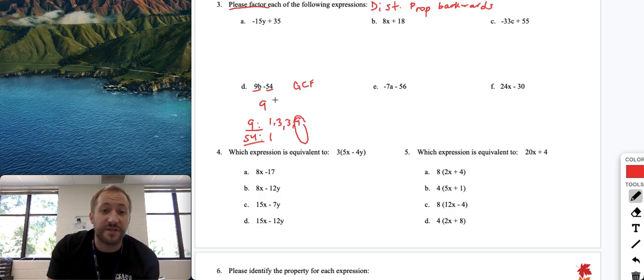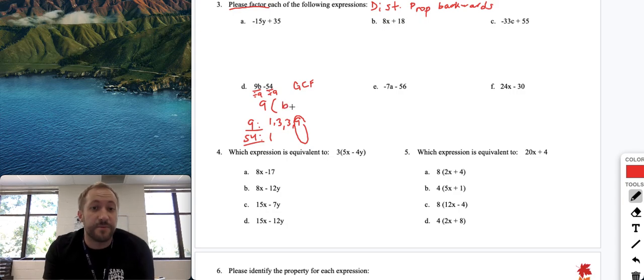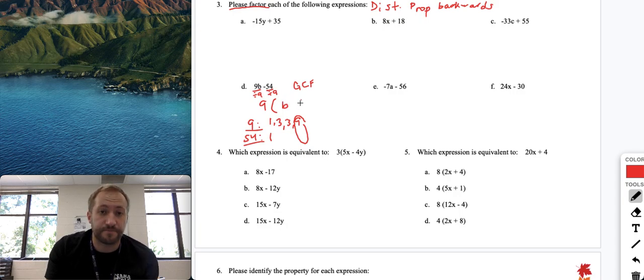I'm going to pull that out, and that's going to go in front of my parentheses. Now, I'm going to divide both of these terms by 9. So 9b divided by 9. Remember, I just divide the numbers. 9 divided by 9, and that just gives me 1. So 1b. And I don't have to write the 1 in front of it. We can just leave it as b. 54 divided by 9, that gives me 6. And then I had a subtraction sign already, so I can leave that subtraction. This is 9 times the quantity b minus 6, all right?